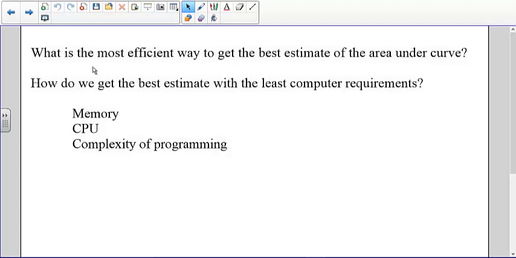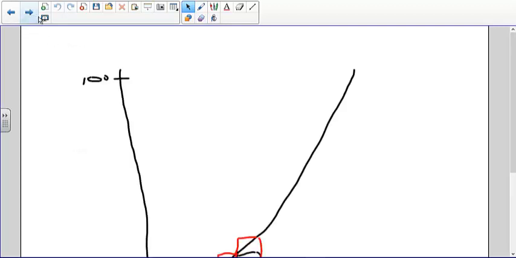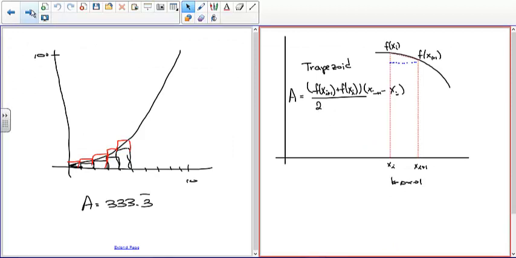The brute force way is just to make a lot of rectangles, and you can get there, but there are better ways of doing it. There are better shapes to use underneath the curve to approximate the actual area. So the first better approximation than a rectangle is to use what's called the trapezoid method. Numerically, instead of just using the value of the function at the beginning of the interval or at the end of the interval to define the shape of your rectangle, you would do a trapezoid.